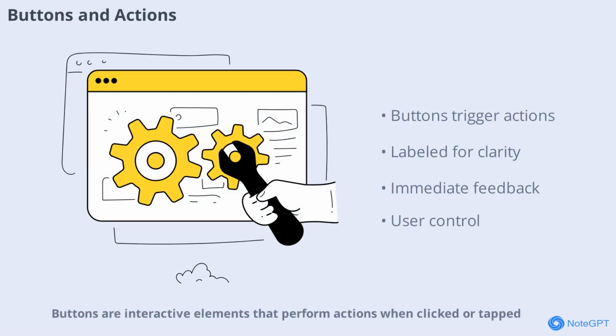Buttons are interactive elements that perform actions when clicked or tapped. They are usually labeled with text or icons to indicate their function, such as OK, cancel, or a play symbol. Buttons make it easy for users to execute commands without typing anything. Their clear design and immediate feedback help users feel in control, making the computing experience more satisfying and efficient.